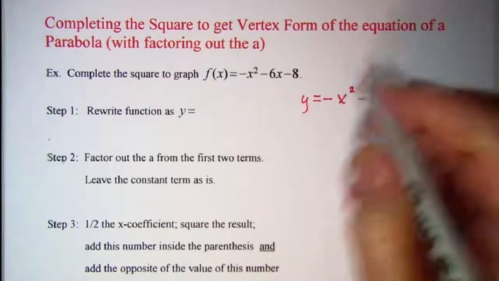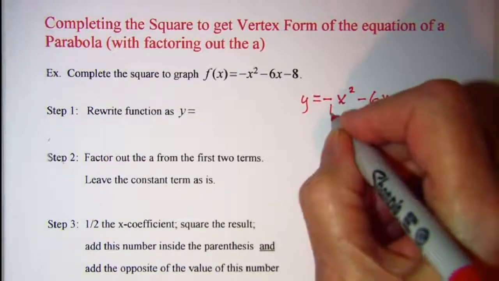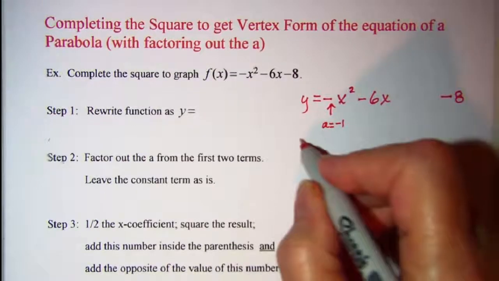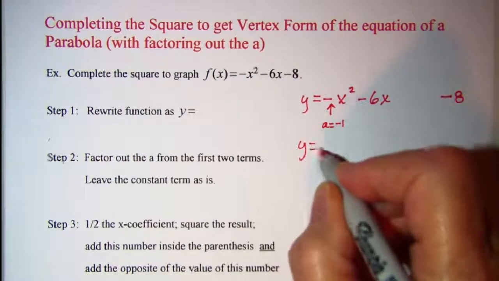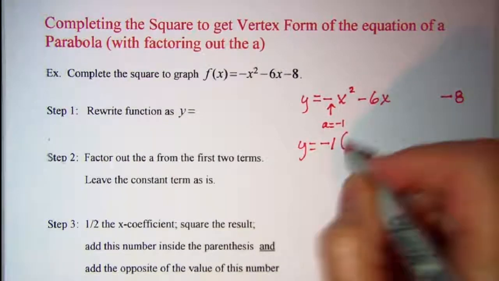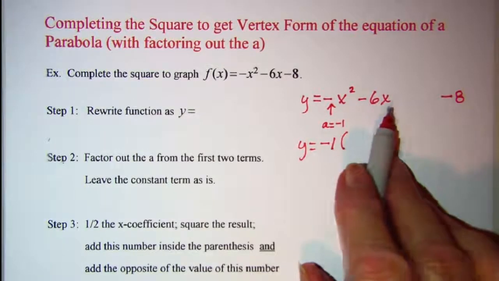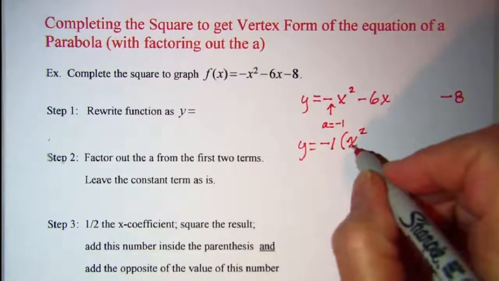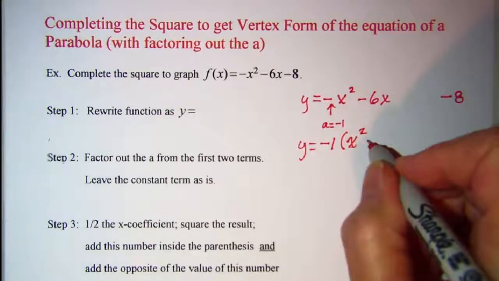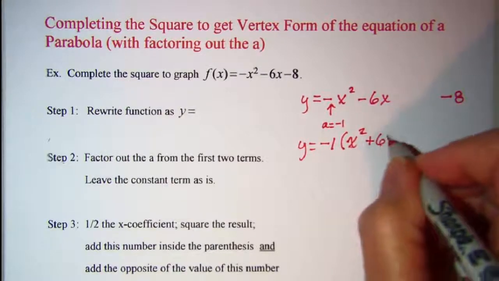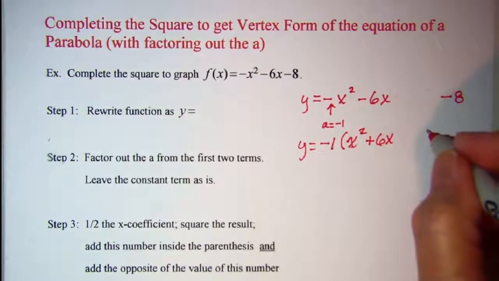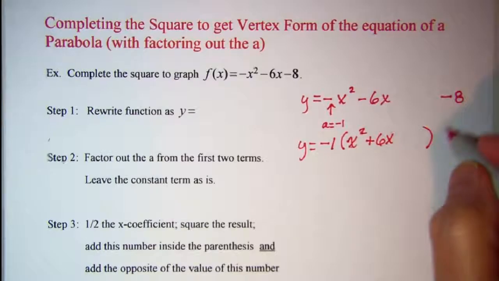So our a we see is negative 1. So I'm going to factor a negative 1 out of the first two terms. And so I'll have a positive x squared, and then plus 6x. And then I'm going to leave a space here, close up my parentheses, and just copy my constant.